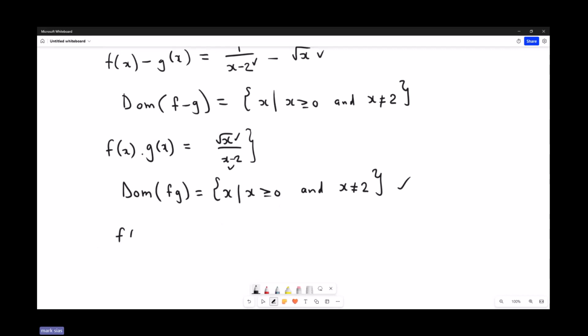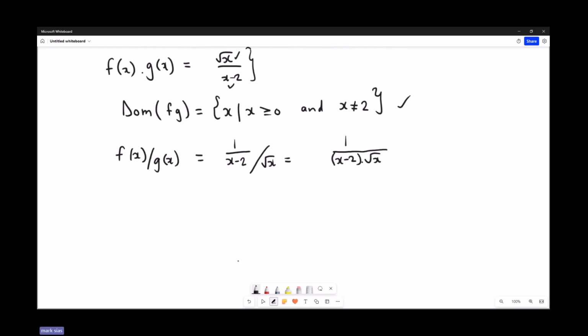Let's look at the quotient now. F of x divided by g of x. Let's look at that. So let's write down that function. So it's f of x divided by g of x. What is g of x? Square root of x, right? And now I take the reciprocal of the denominator, and this is equal to 1 over x minus 2, multiplied by the square root of x. So there is the quotient function. I can call it h of x equal to f of x over g of x.